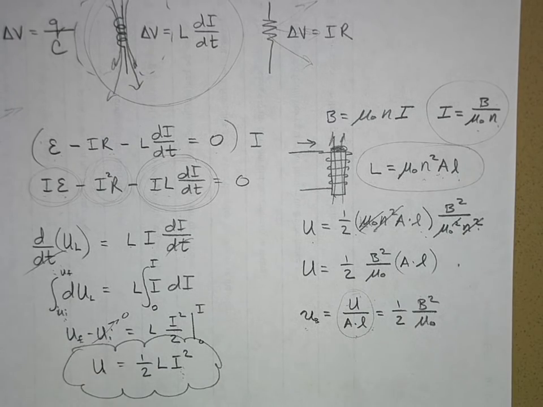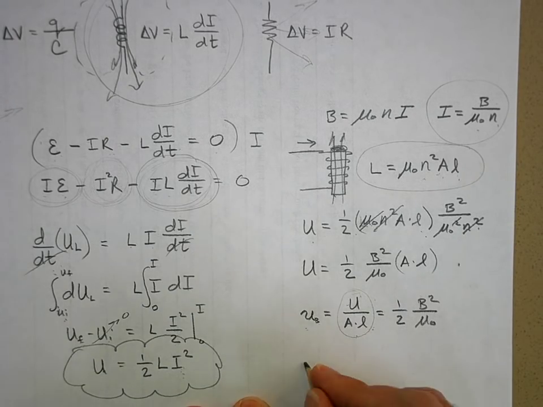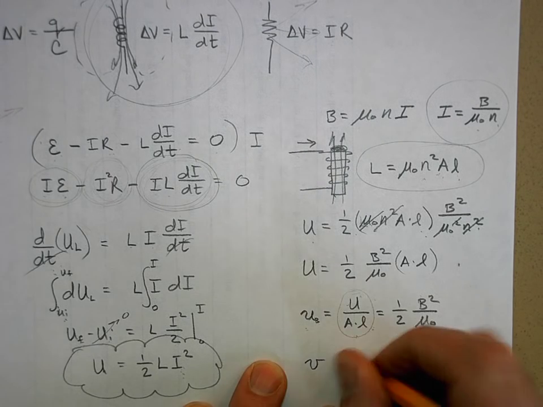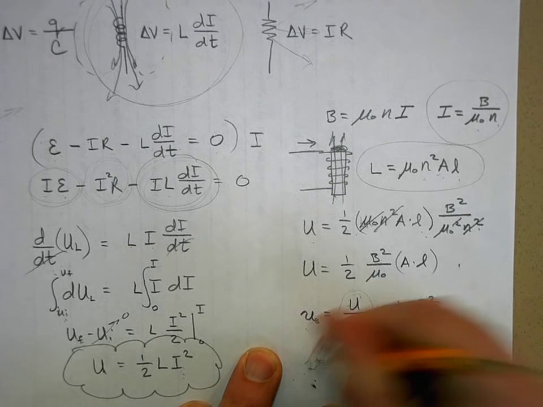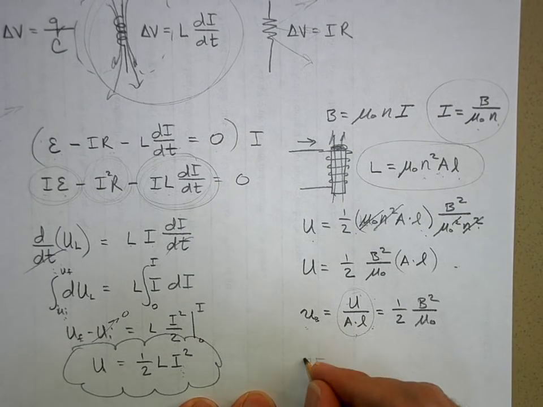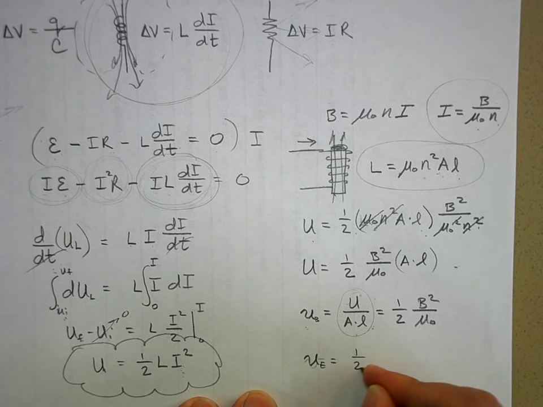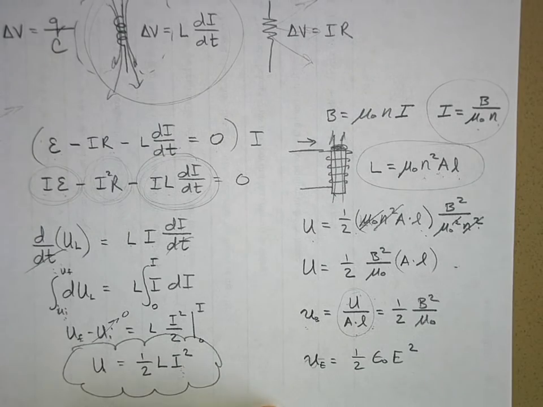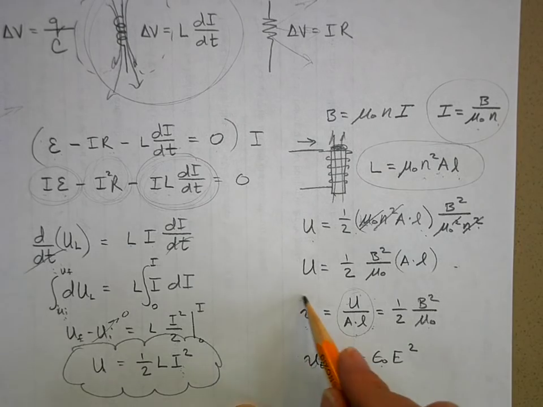Now we did this before. We did this with electric fields. The energy per unit volume for an electric field was 1/2 epsilon naught times E squared. So it's very similar. It's just that you have a mu naught on the bottom, and here the epsilon naught was at the top.